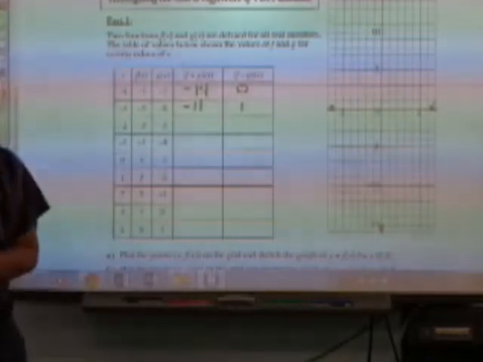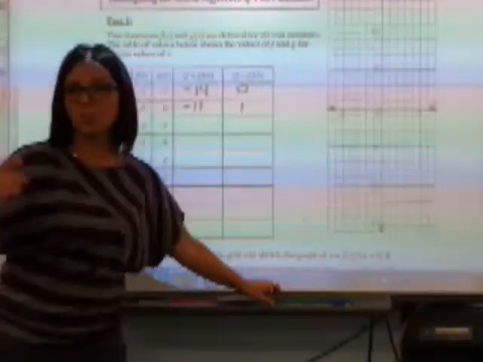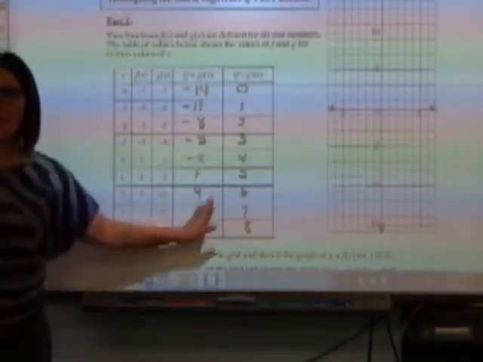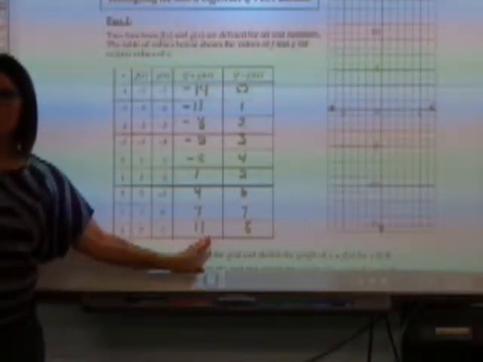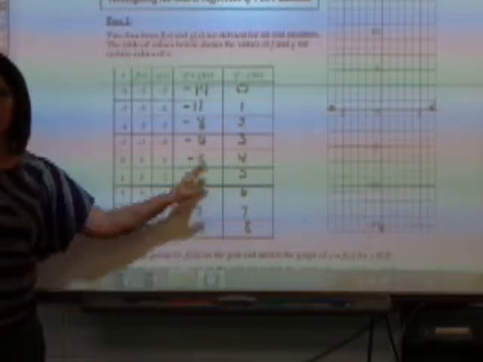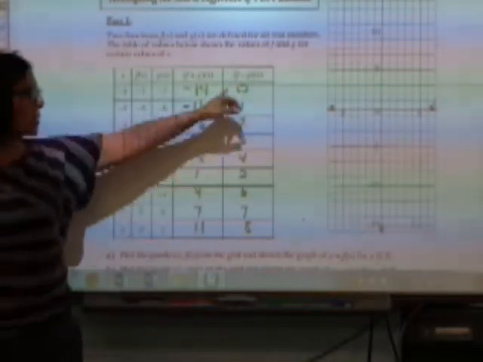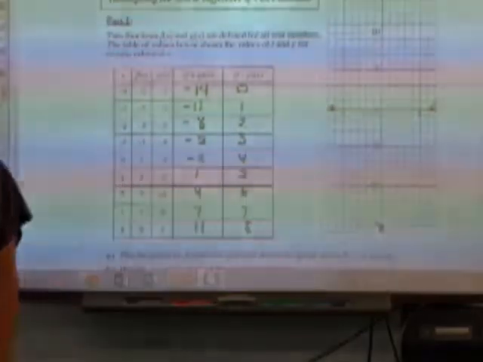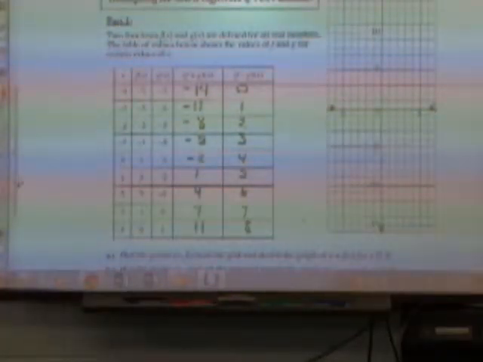Okay, I'm going to give you about 2 minutes. I want you to finish the column. Do you see a pattern when I add the functions? What's happening? It's increasing by 3 each time. And what's happening when I'm subtracting them? It's increasing by 1.